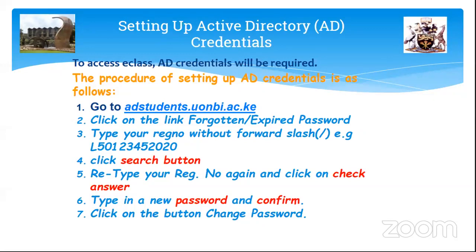One, you go to adstudents.unbi.ac.ke and you click on the link forgotten or expired password. You'll be prompted to type in your registration number, which you type without forward slashes. Like it's shown, you can see the number there. It doesn't have the strokes or the forward slash. And then you click on the search button, and that will prompt you to retype your registration again. And you check the answer.